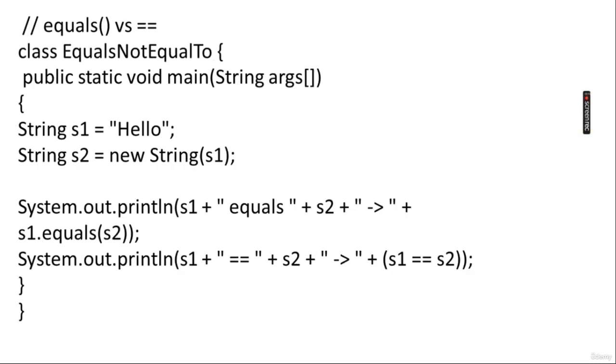String s1 is equal to "Hello", and string s2 is equal to new String(s1). So the string hello is created with s1, then new String(s1), and from that s2 is created. s1.equals(s2) will give you true because both have the same character sequences. And s1 == s2 checks whether both refer to the same string object. Both are not the same, they are different.